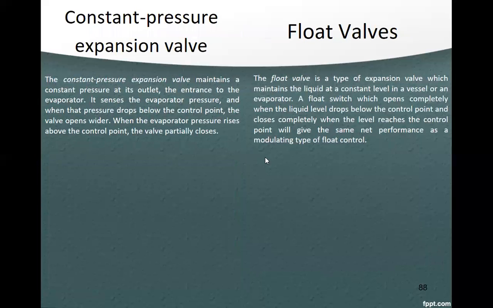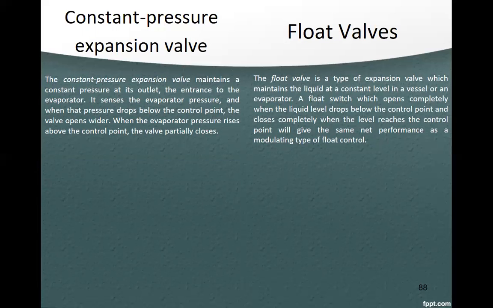Next, constant pressure expansion valve. So the constant pressure expansion valve maintains a constant pressure at the outlet, the entrance to the evaporator. It senses the evaporator pressure, and when that pressure drops below the control point, the valve opens wider. When the evaporator pressure rises above the control point, the valve partially closes.